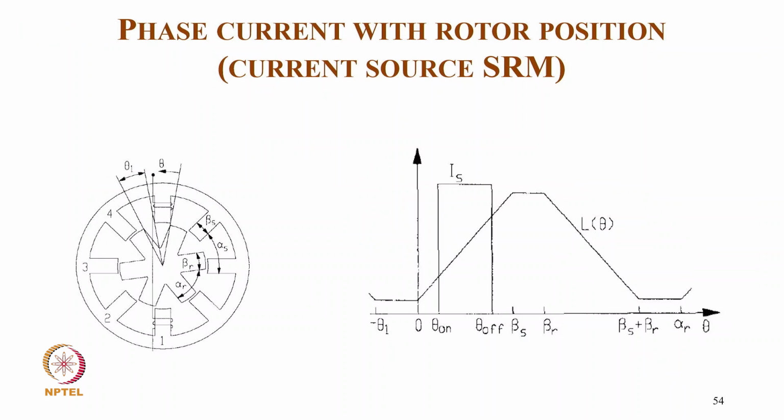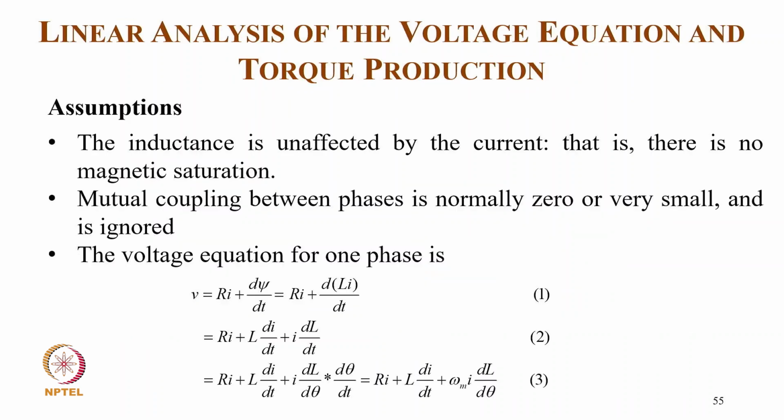And this is typically again the inductance. So ideally we should excite in the rising inductance zone in the middle, which really gives the maximum torque, but of course you will get a lot of commutation ripple. So you have to really excite for a little longer period along with another phase also.